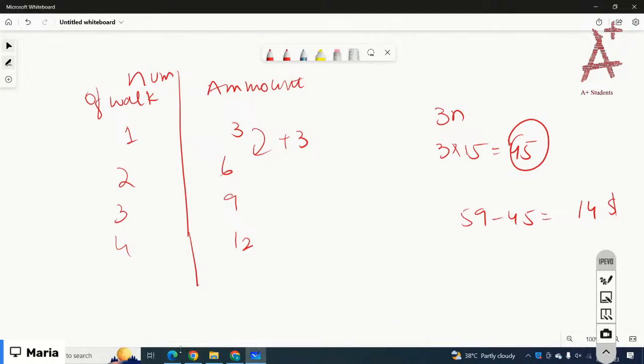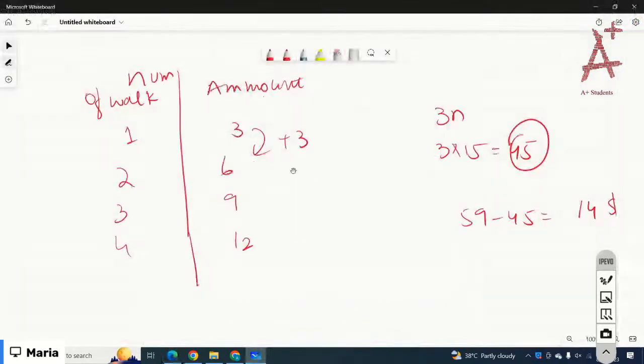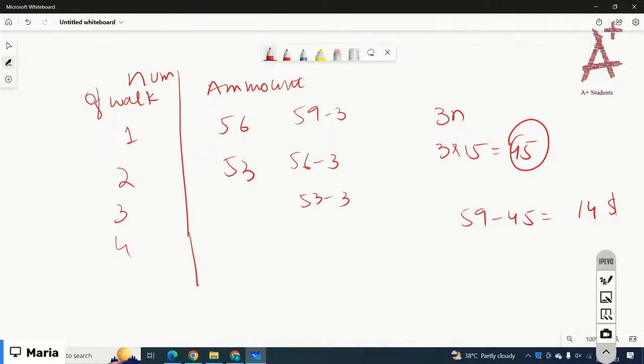The question is, make a table to show the amount left to raise. Okay, you don't have to write this value here. After the first walk, he needs 59, right? So after the first, he earned 3. So 59 minus 3 is, he has now $56 left, right? After the second, it would be 56 minus 3. That means he is left with 53. Then after the third walk, 53 minus 3, he is left with 50. After the fourth walk, he is left with 50 minus 3, 47, right?